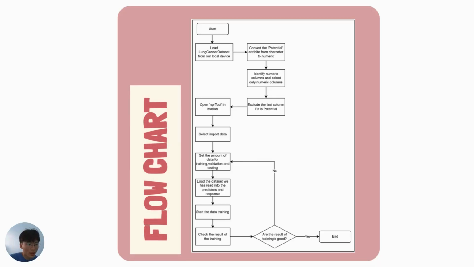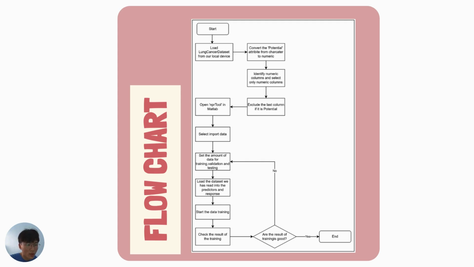So now I would like to explain the flowchart of our assignment. At the beginning, we need to load the lung cancer dataset from our local device and then convert the potential attribute from character to numeric. And then identify the numeric columns and select only the numeric columns, and exclude the last column, which is the potential.